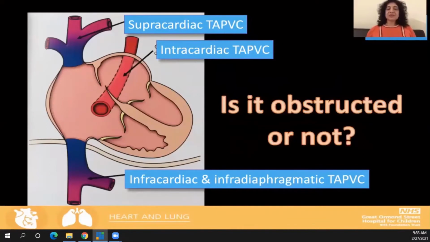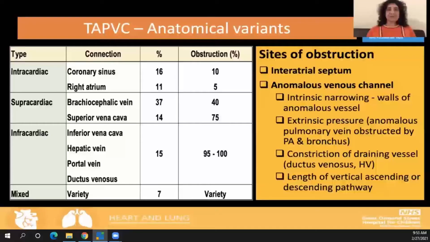The most important pathophysiological question that one needs to ask is, is it obstructed or not? Now, as you can see, there are multiple different anatomical variants: intracardiac, supracardiac, infracardiac, and mixed. But the most important question is, how many of these are obstructed and where are the sites of obstruction?